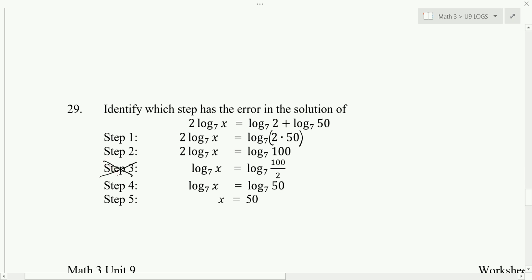because you cannot divide that 100 by 2. Instead, what they should have done is take the 2 and made it the power of x. And so we would have had log base 7 of x squared equals log base 7 of 100. Then drop the log and you get x squared is 100. Take the square root and you get x is positive or negative 10. But then we would have had to just keep the positive 10.